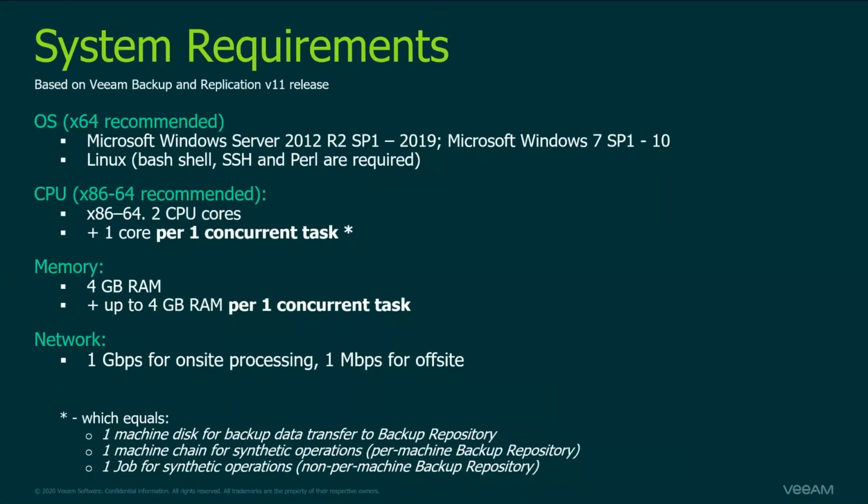Now a little bit about system requirements. In terms of the operating system, you can run both Windows or Linux operating systems. There are certain requirements in terms of applications which need to be running within Linux. You can find more details on Veeam Help Center user guide. As for the CPU, the most important thing here is concurrent tasks. Let me explain a little bit what a concurrent task is.